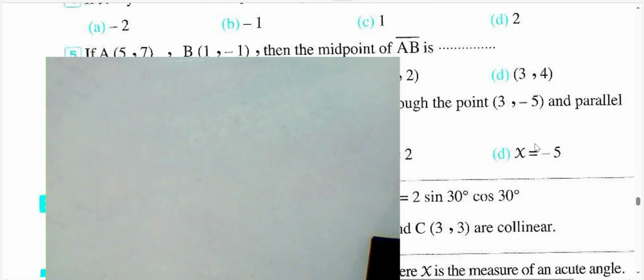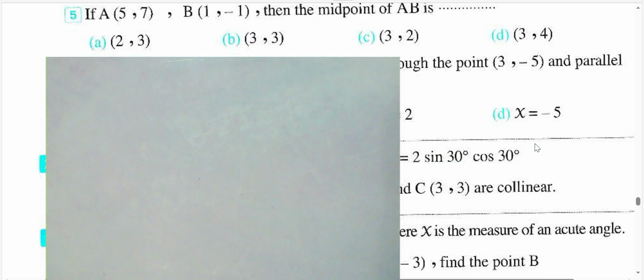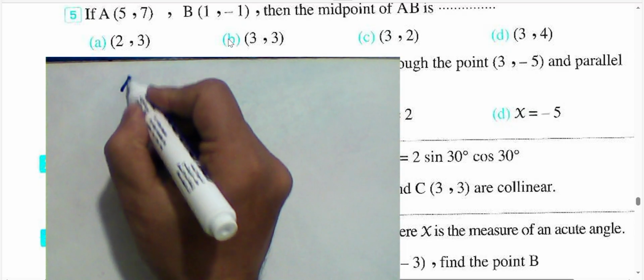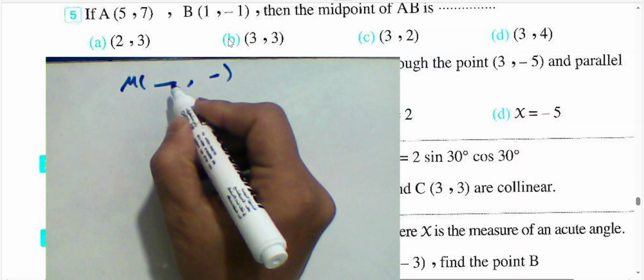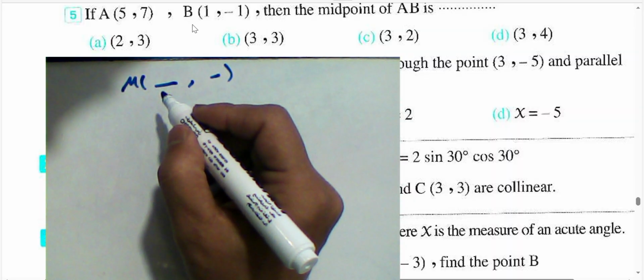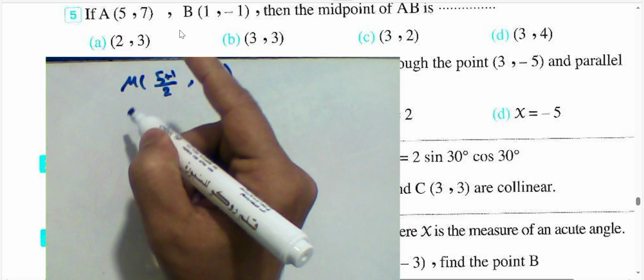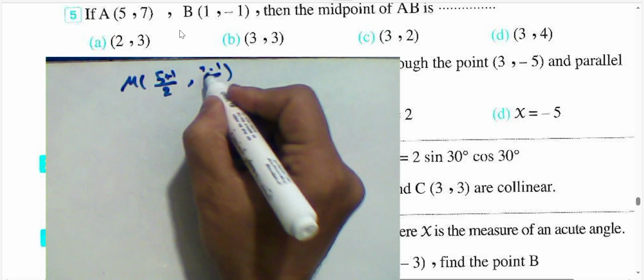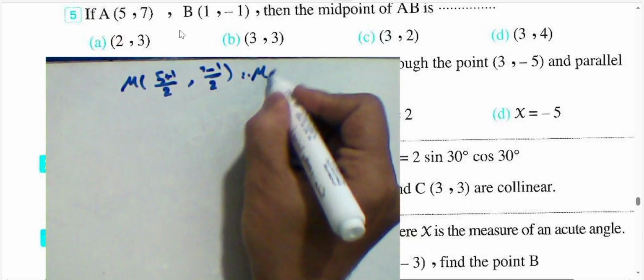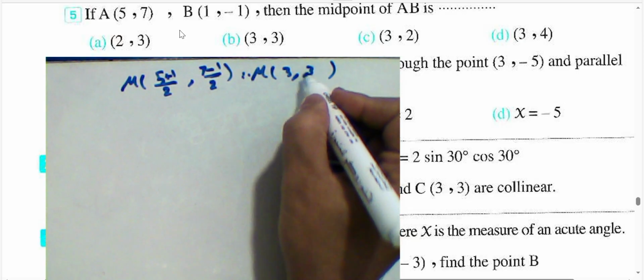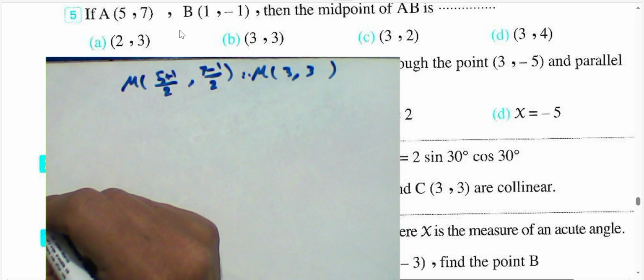Number 5. If A is (5, 7) and B is (1, negative 1), find the midpoint of AB. We can find the midpoint M, which lies between A and B: x plus x divided by 2, 5 plus 1 divided by 2, and also 7 plus negative 1 divided by 2. The point M equals 6 divided by 2 is 3, and 7 minus 1, 6 divided by 2 equals 3. The midpoint is (3, 3). Choose letter B.